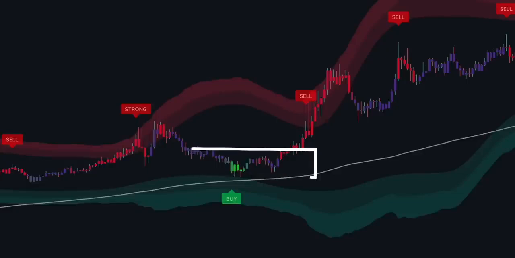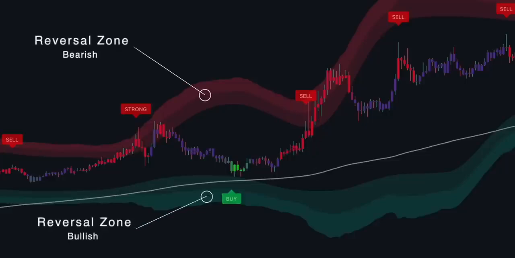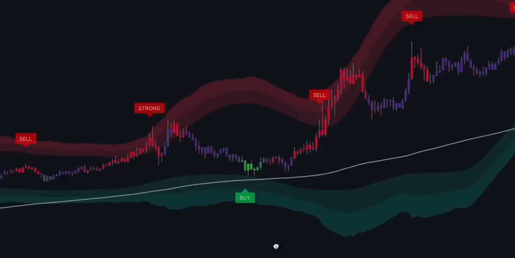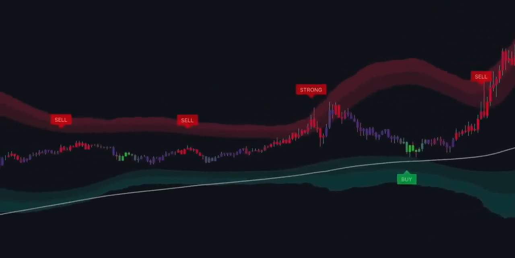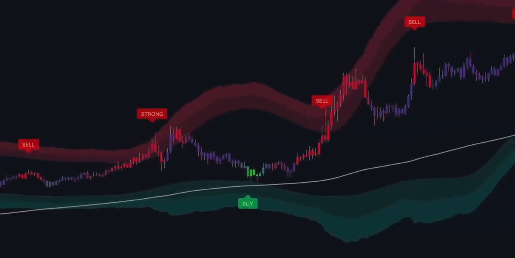And finally, to confirm the market's volatility, check the position of these reversal zones. Notice the fact that when volatility in the market is high, the reversal zones are usually far apart. On the other hand, when volatility is low, the bands are really close to each other. This indicates a sideways market, which you should avoid at all costs.